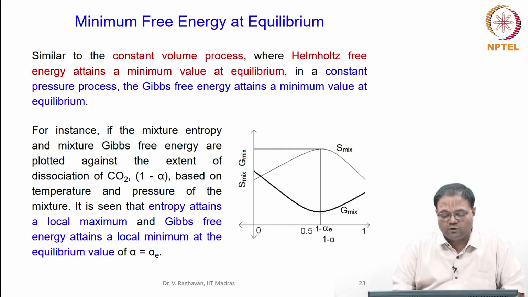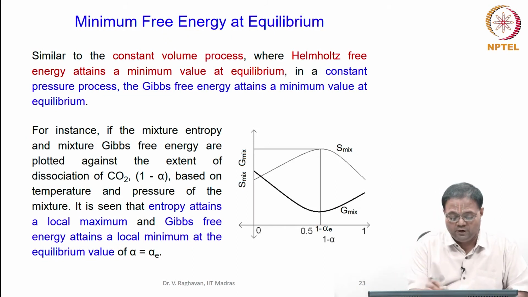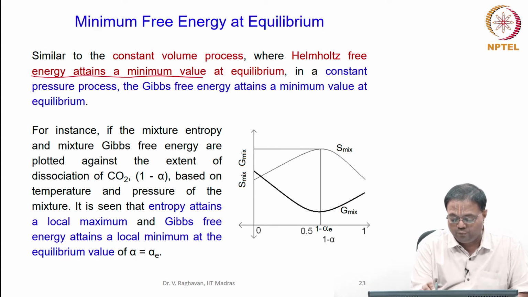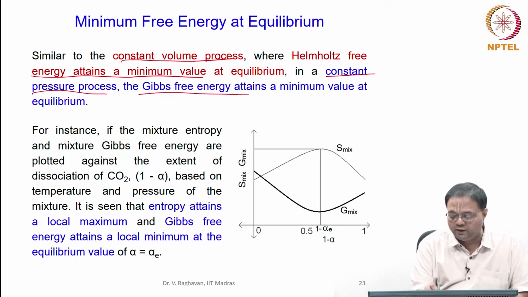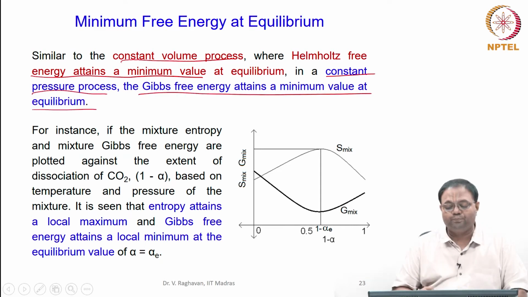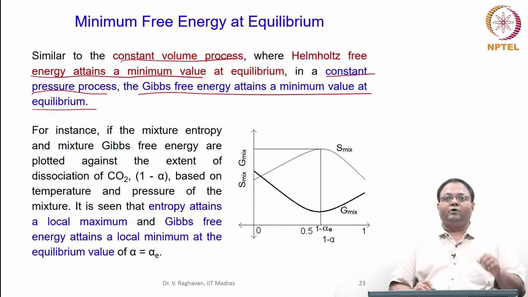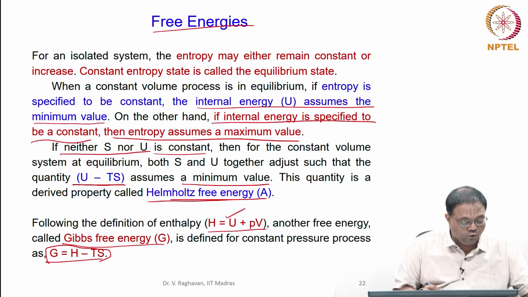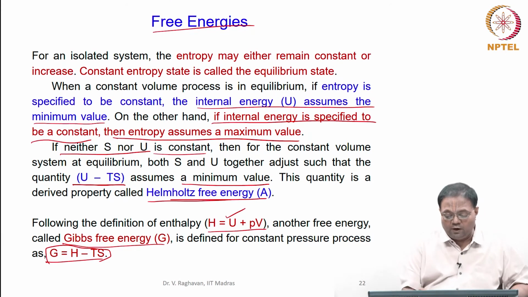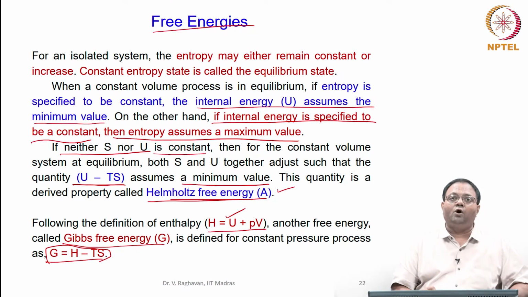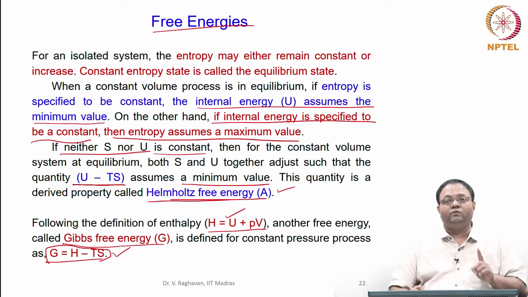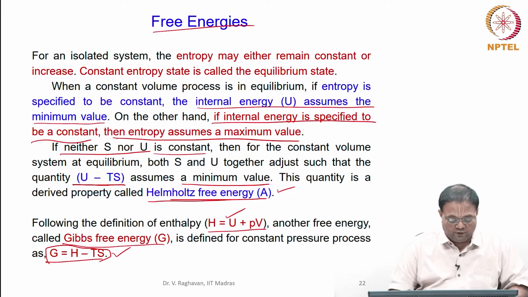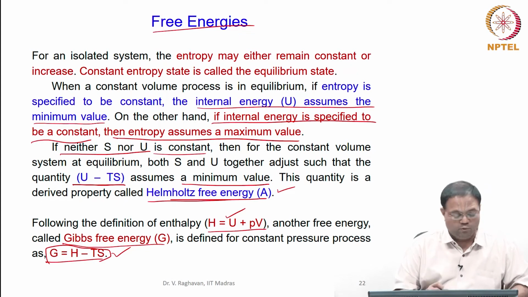Okay, so similar to a constant volume process where Helmholtz free energy attains a minimum value, in a constant pressure process, Gibbs free energy attains a minimum value at equilibrium. So this is what is important. As I told you, we are deriving two more properties. One is called Helmholtz free energy, corresponding to a constant volume process, or Gibbs free energy for the constant pressure process. Both involve entropy in it. So H minus Ts for Gibbs free energy, and U minus Ts for the Helmholtz free energy.